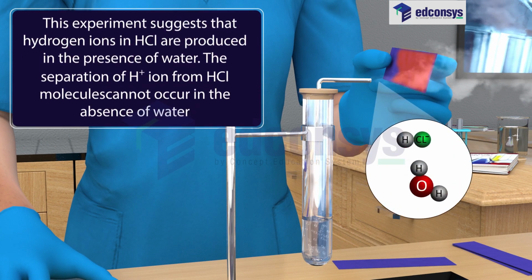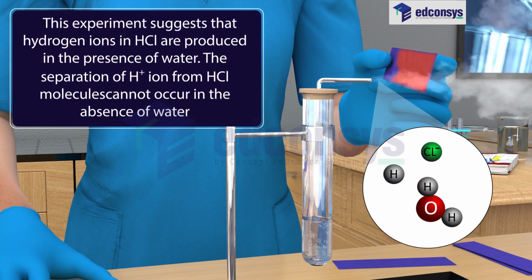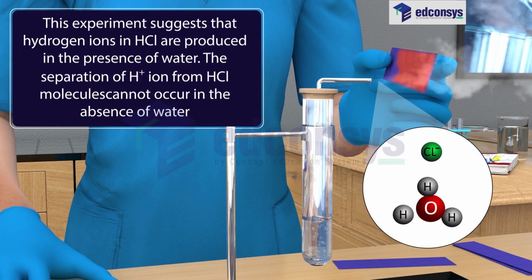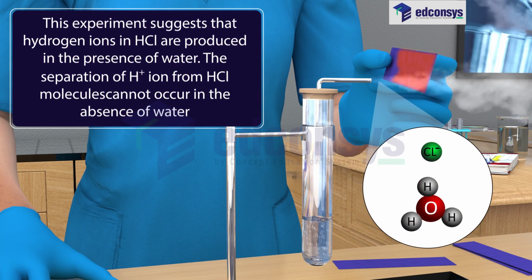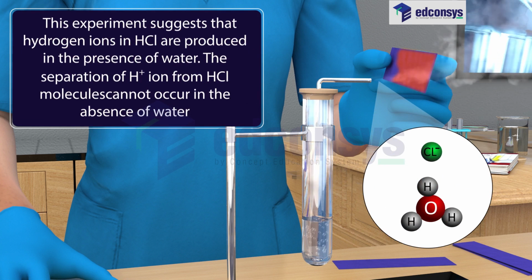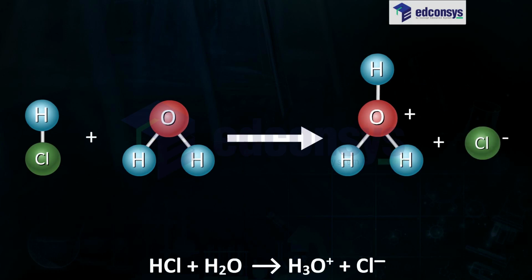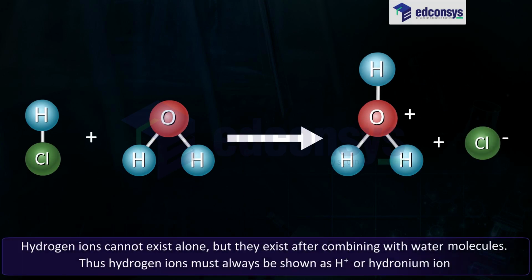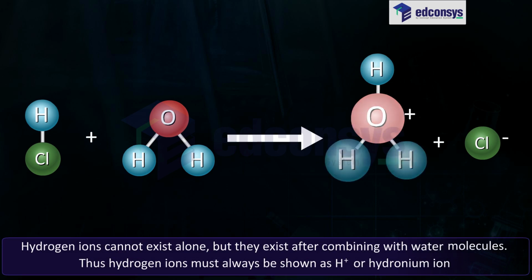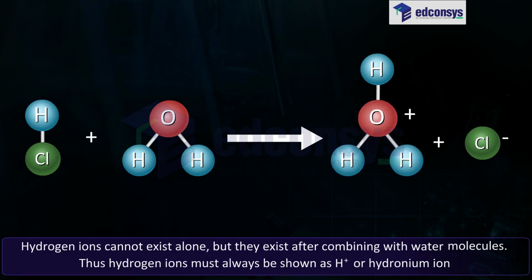This experiment suggests that hydrogen ions in HCl are produced in the presence of water. The separation of H+ ion from HCl molecules cannot occur in the absence of water. HCl + H2O gives H3O+ + Cl-. Hydrogen ions cannot exist alone, but they exist after combining with water molecules. Thus, hydrogen ions must always be shown as H+ (aq) or hydronium ion.